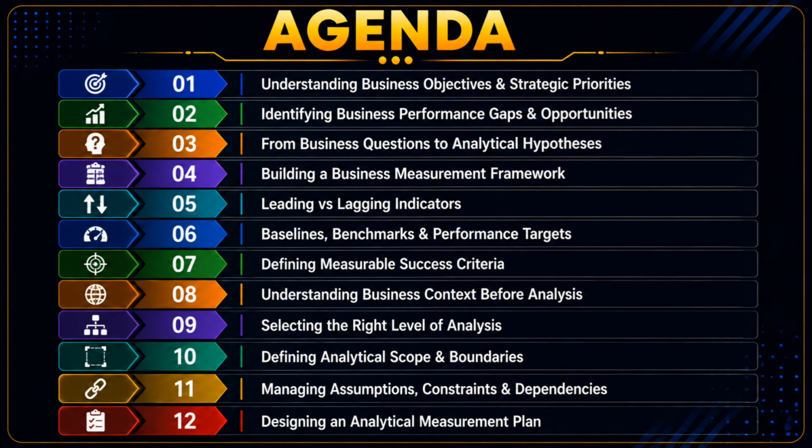Seventh, defining measurable success criteria. Eighth, understanding business context before analysis. Ninth, selecting the right level of analysis. 10th, defining analytical scope and boundaries. 11th, managing assumptions, constraints and dependencies. And 12th, bringing it all together by designing an analytical measurement plan.